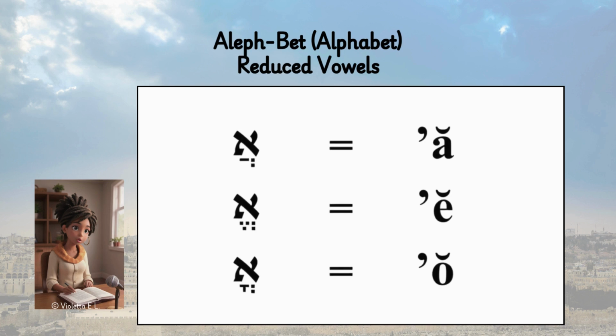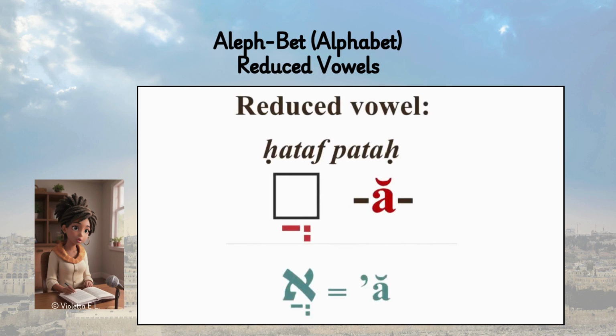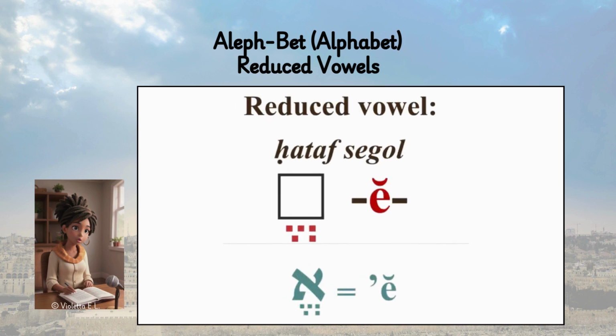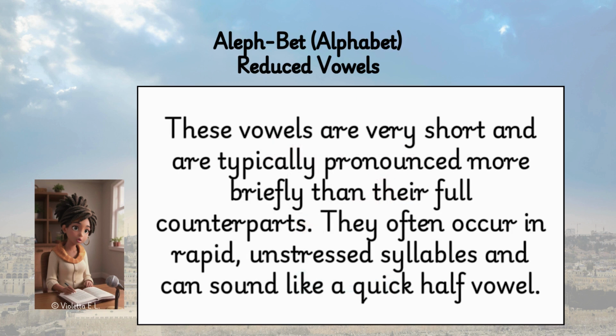Types of reduced vowels. There are three main reduced vowels in Biblical Hebrew, each corresponding to a specific vowel. Kataf patach, a reduced form of the patach vowel. Kataf segol, a reduced form of segol. Kataf kamatz, a reduced form of kamatz. These vowels are very short and are typically pronounced more briefly than their full counterparts. They often occur in rapid, unstressed syllables and can sound like a quick half vowel.